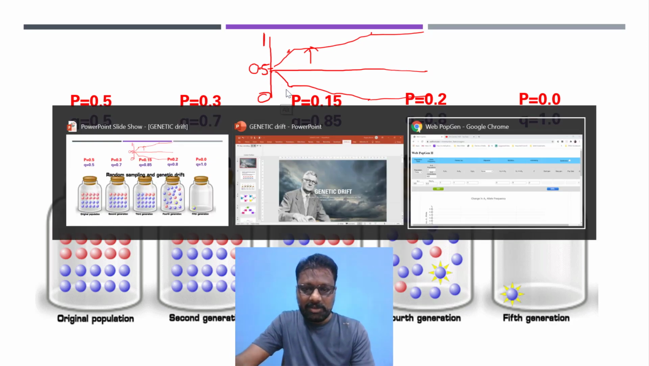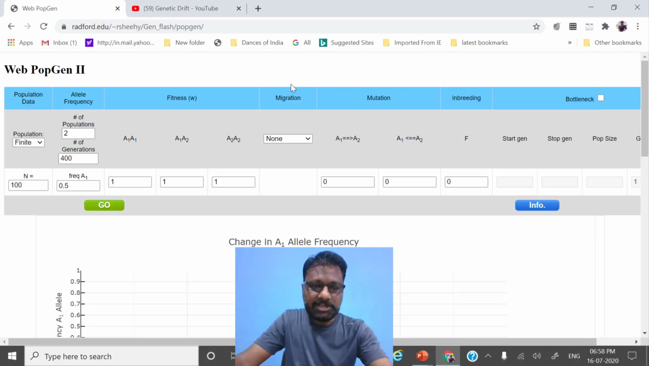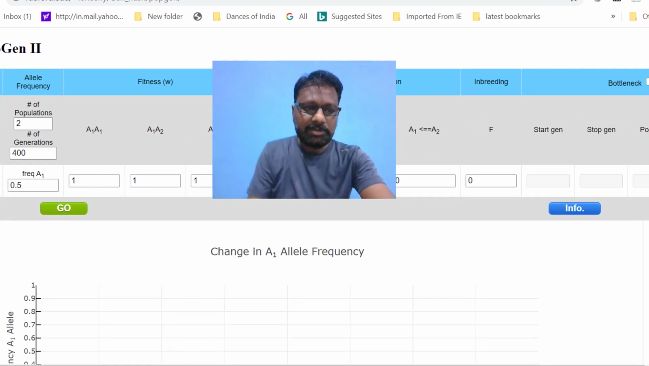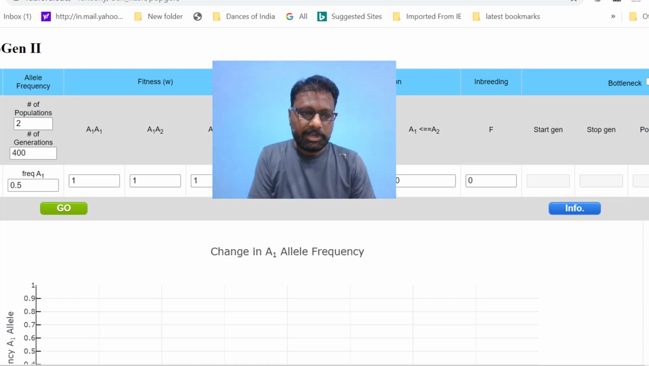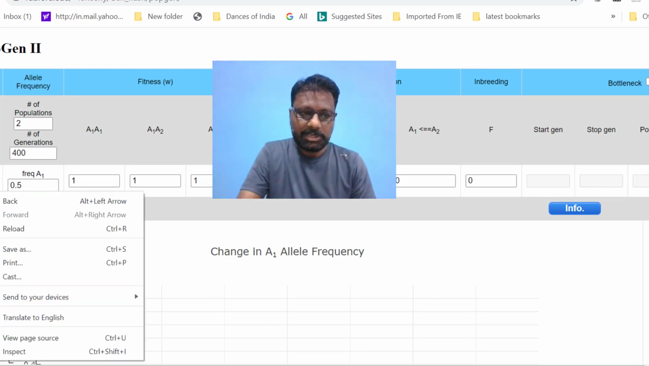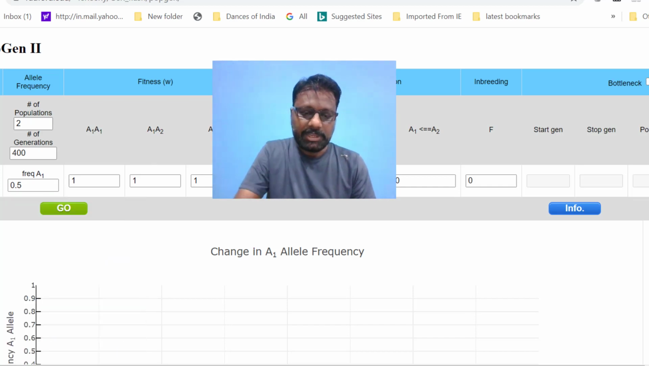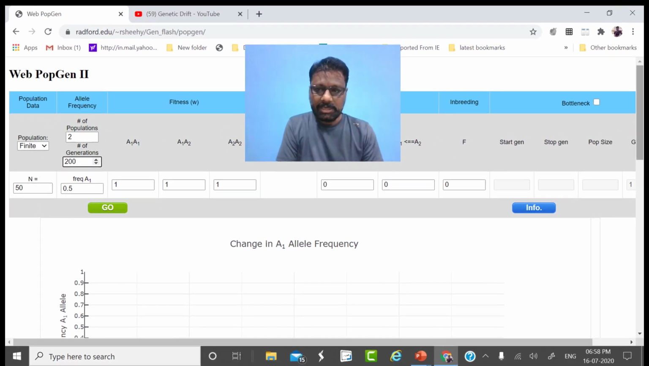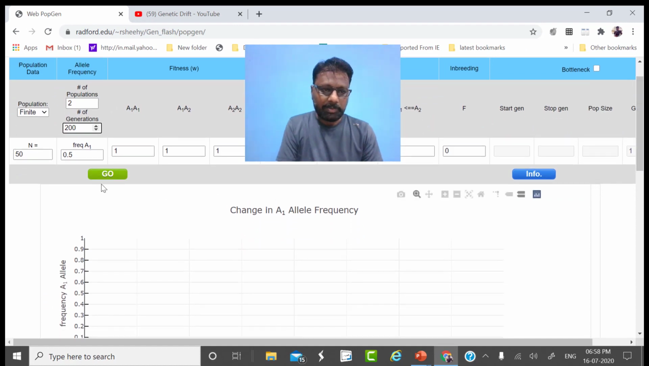This population data we will see with a population simulator. In this simulator, we will take two populations of N equal to 50 initially, and the generations we will set to 200. When we click here, let us see what happens.